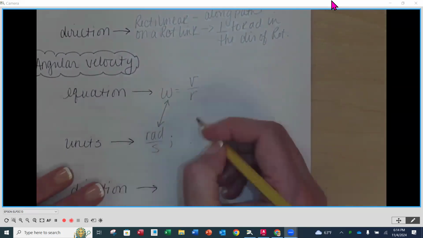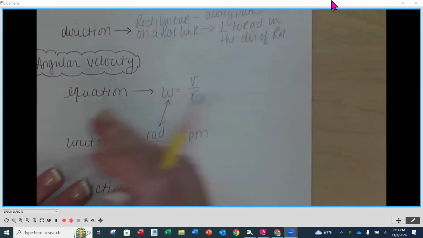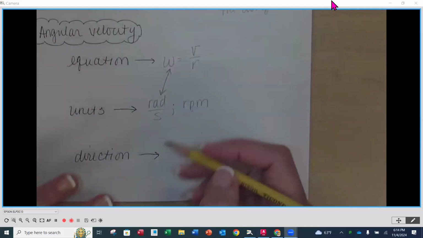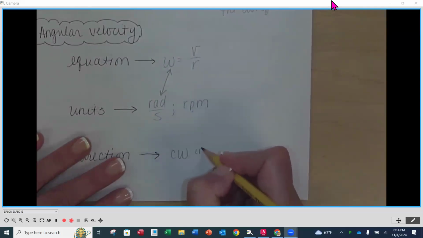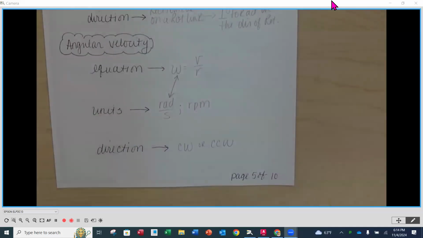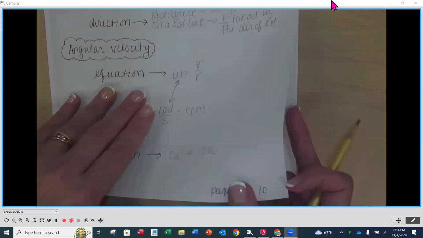But we also will either get them or we have to deliver them in RPM when it's a final answer. And then direction is either going to be clockwise or counterclockwise. It's going to be rotating about a fixed point. Any questions there, or anybody have anything different or want to add or subtract? Okay. All right.